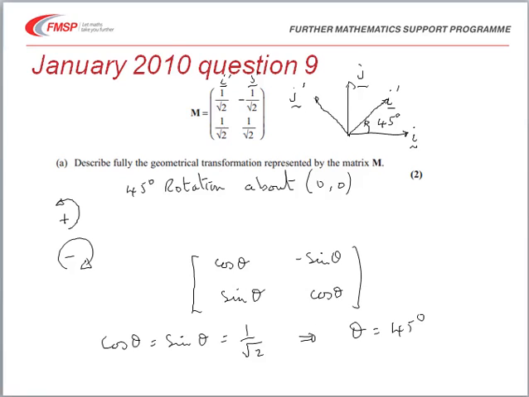The marking for that would simply be 2 marks: a B1 mark for stating the 45-degree rotation, and about the origin. So it's important that you give that about the origin as part of your statement for your 2 marks.